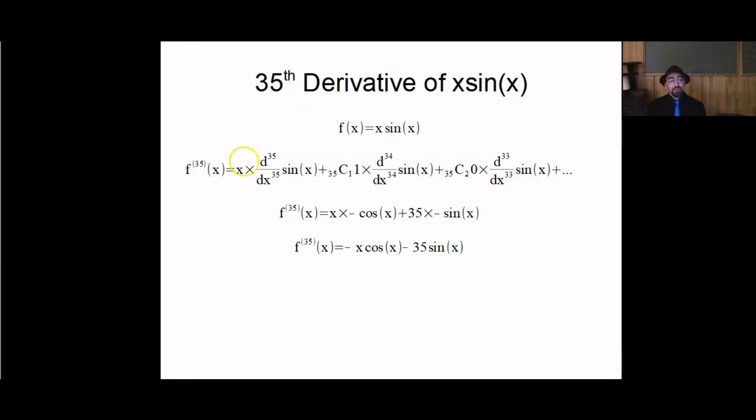I know the 35th derivative of this function is going to be x times the 35th derivative of sine x plus 35 choose 1 times the derivative of x, 1, times the 34th derivative of sine x, plus all the other terms are going to be multiplied by second order or higher derivatives of x, which are just zeros.